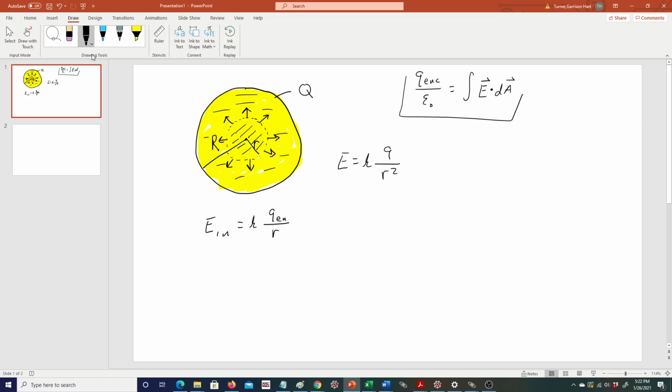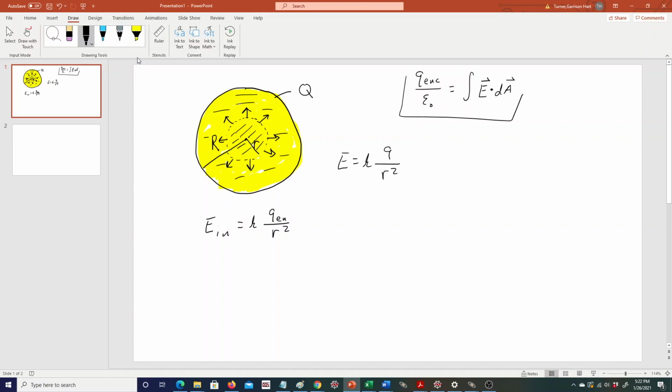I'm going to call that R squared. Okay? But what is Q enclosed? So Q enclosed is going to be found from the fact that the charge densities must be the same. Okay? So what that means is this.